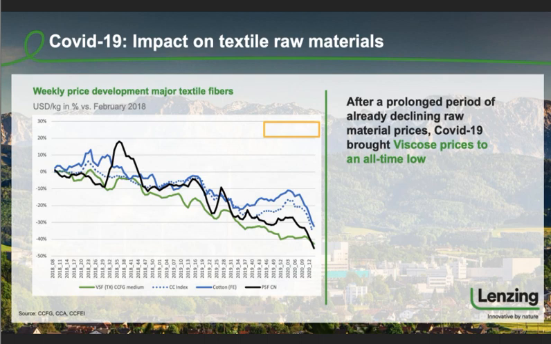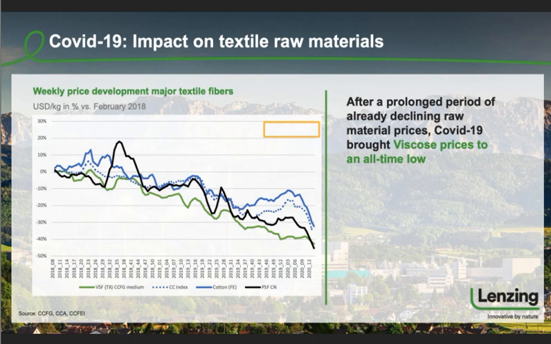What happened to raw material prices? So what you see here is a bit the development of different key textile fibers since the beginning of 2018. So this shows a weekly development. What you see here is that on the one hand, there was already a long downward trend for many raw materials before the COVID pandemic.